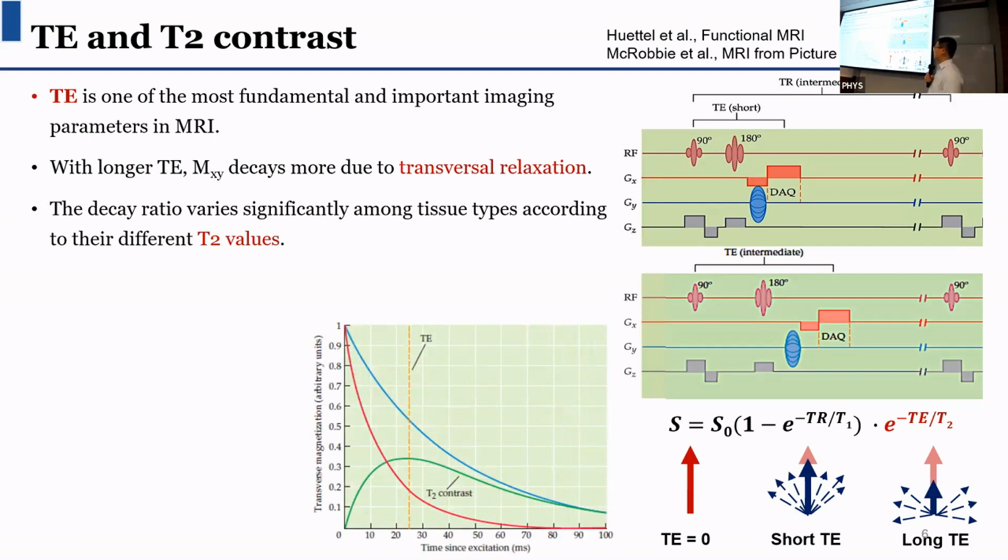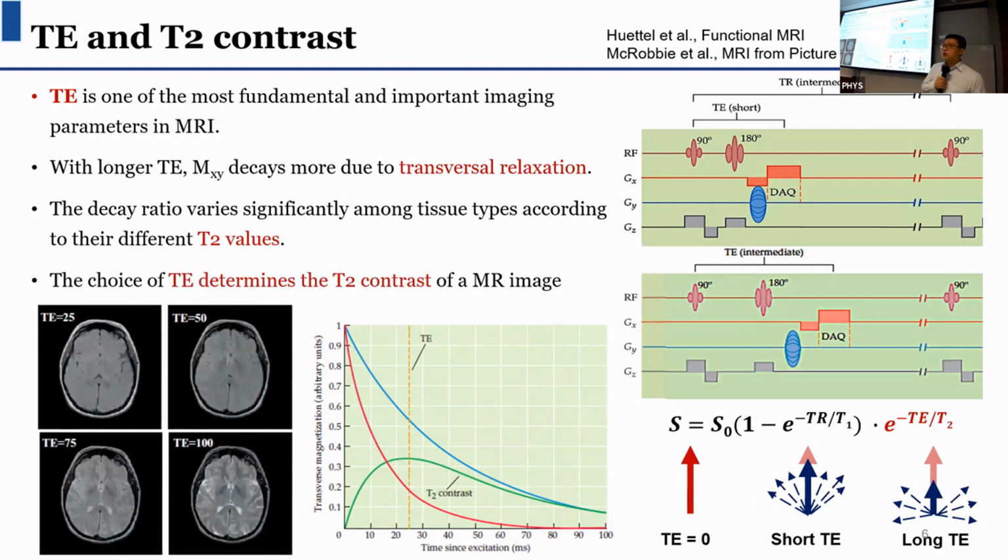If I have two tissues, different tissues will have different decay rates, like I show here, the blue and the red one. The important thing in MRI is that you're trying to maximize the tissue contrast, which is the signal difference between the blue and the red tissue. For example, in this case, if you choose TE here, you will get the maximum contrast between these two tissues. So the choice of TE really determines the T2 contrast of our image.